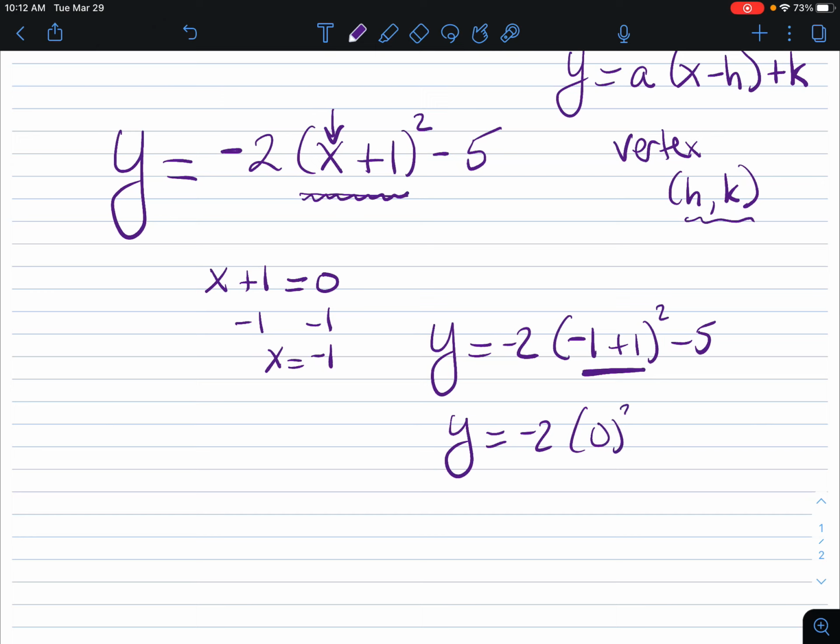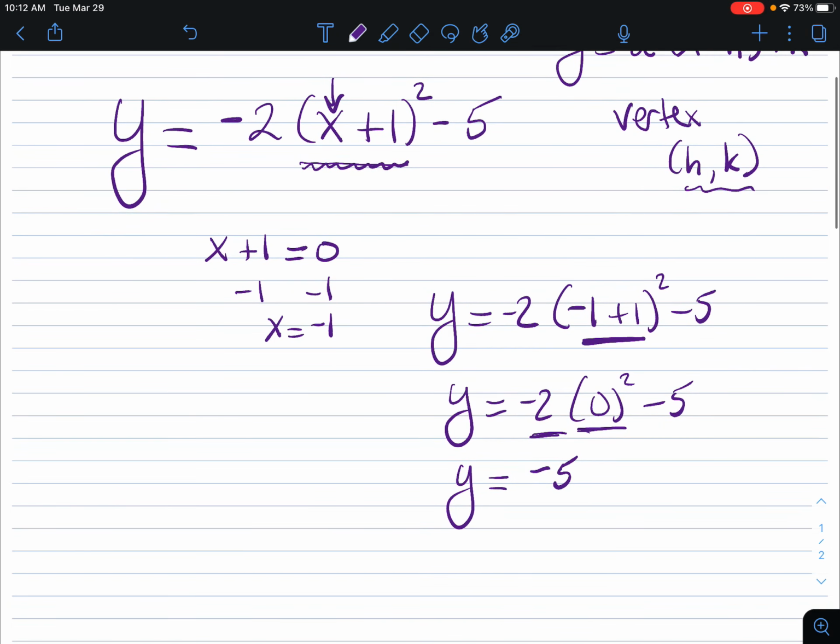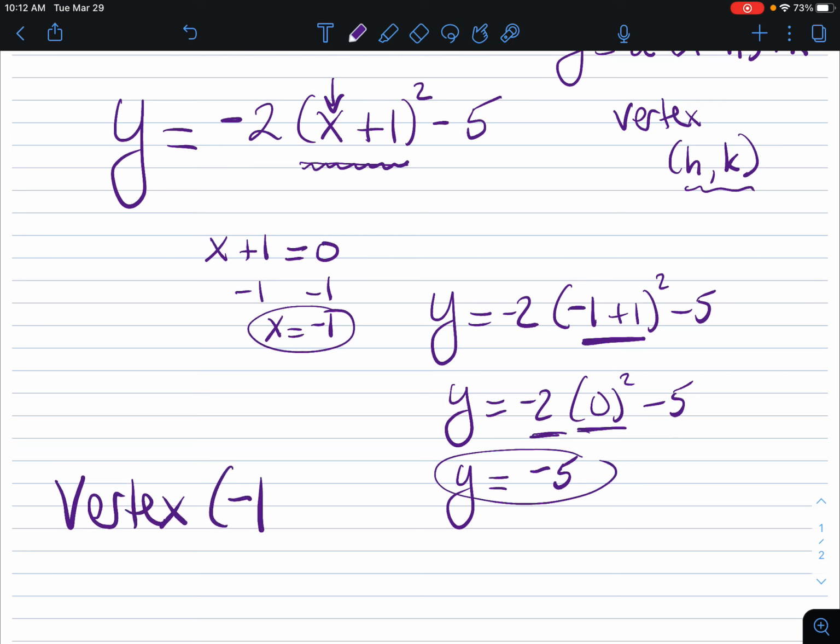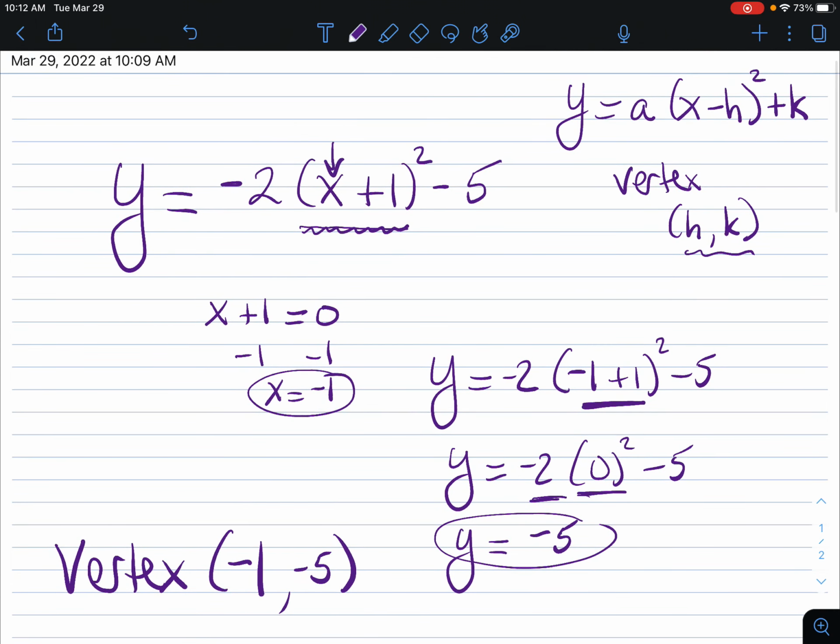So it's -2 times 0 squared minus 5. 0 times 0 is still 0. Times -2, still 0. And subtract 5 is -5. So what this does is it gives us a special point, the vertex, which is at -1, that's the x, and the y, -5. -1, -5. So notice it's whatever makes this inside of the parenthesis 0, and then we scoop exactly what we see on the outside, whatever's being added and subtracted.